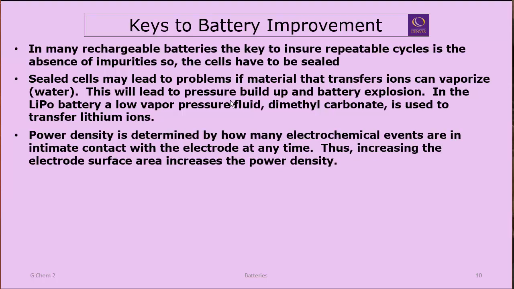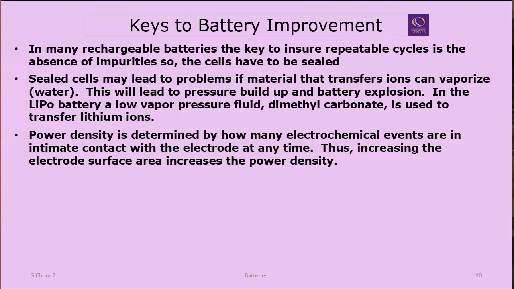Power density is determined by how many electrical events are in intimate contact with the electrode at any time. If you look at any one of these half-cell reactions and think about it creating 1 or 2 electrons, those are the electrons that flow through the circuit to create the battery. If you're thinking about amperage flowing at any given time with a given voltage, you have to have electrons available to create the amperage you're calling for. So the more of these events that are in contact with the electrode, the more able this reaction is to happen and basically put electrons on the wire.